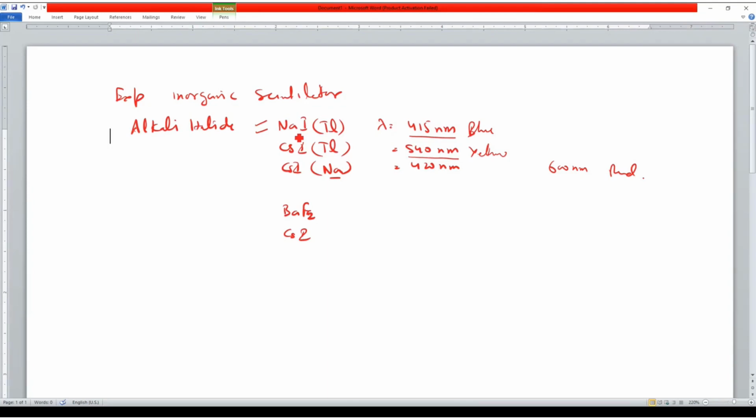They are mostly solid. All of these are solid, whereas the organic ones we studied earlier are mostly in liquid form, or some are in solid form, but mostly they are liquid. And these ones you can say are just like a salt, so they are in solid or crystal form.